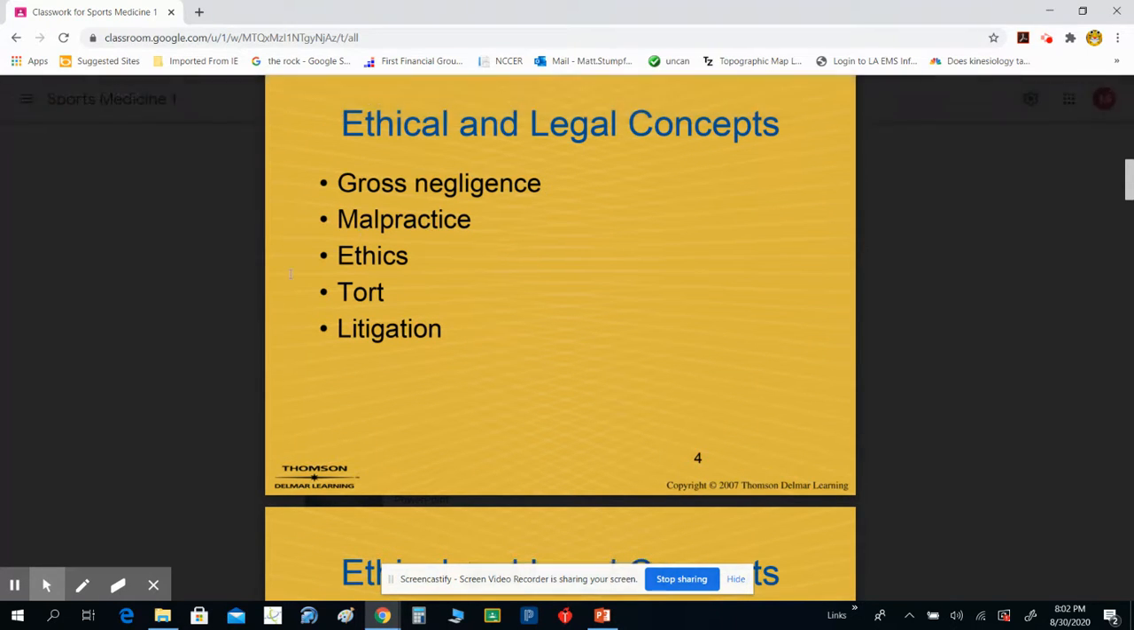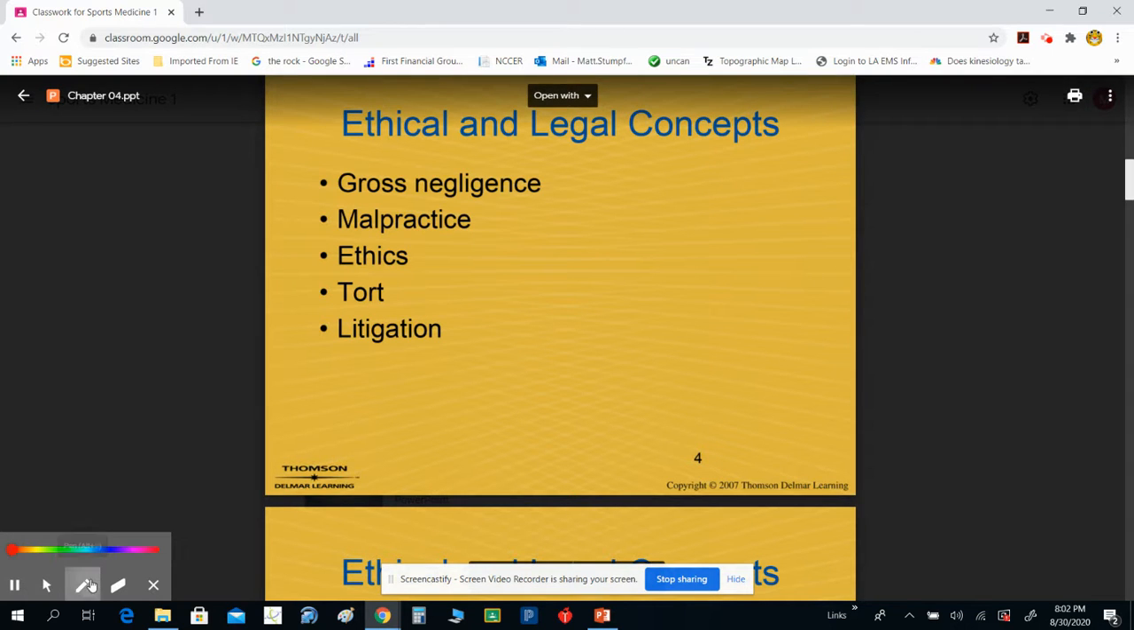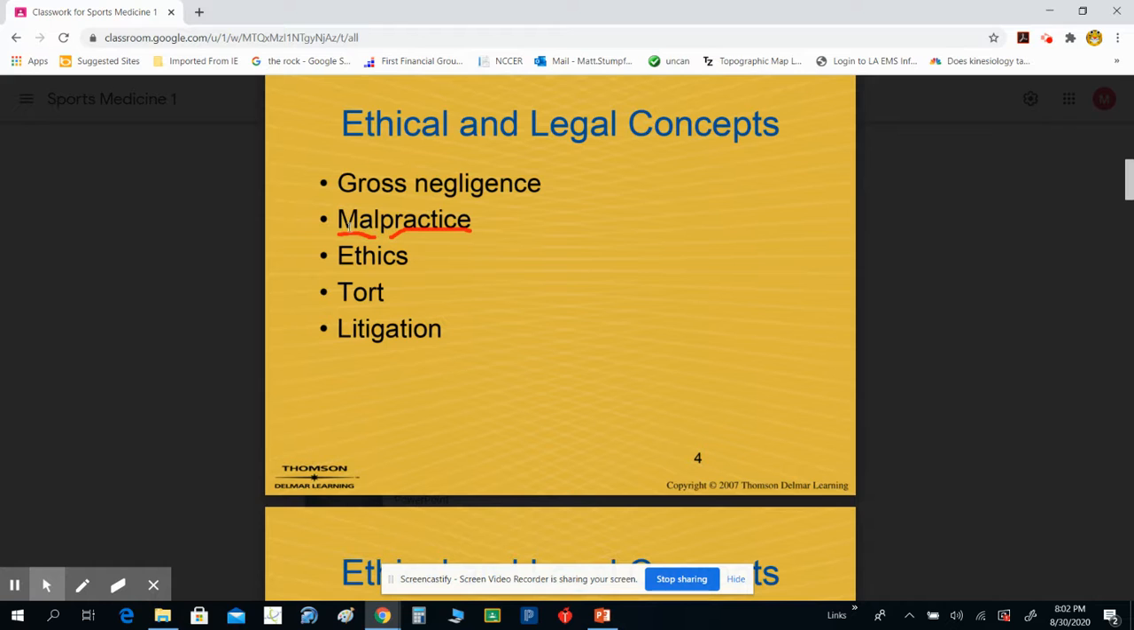All right, malpractice. Let's look at the breakdown of this word here. Because if you look at it this way, it makes it easy to understand. Mal means what? Bad. If I want to practice something, I'm going to do it over and over again until I get it right. Doctors practice medicine. They do it over and over and over again. Malpractice is bad practice. So if you're doing something that you shouldn't be doing, that is malpractice.